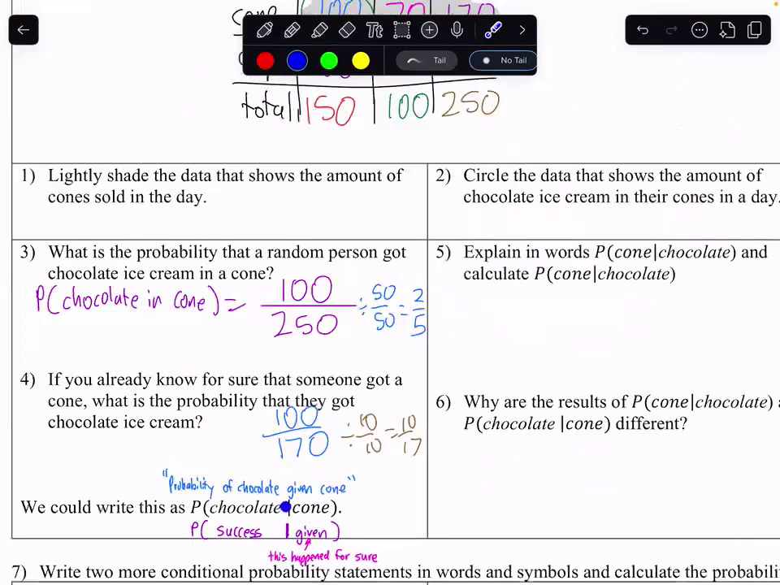Okay, so looking over here now. So here we have a different thing. I don't want to say it out loud because it would give a little bit away. So why don't you go ahead and see if you can write in a sentence what exactly this means, and then go ahead and calculate the numerical value. Take a minute and see if you can do part 5, please.